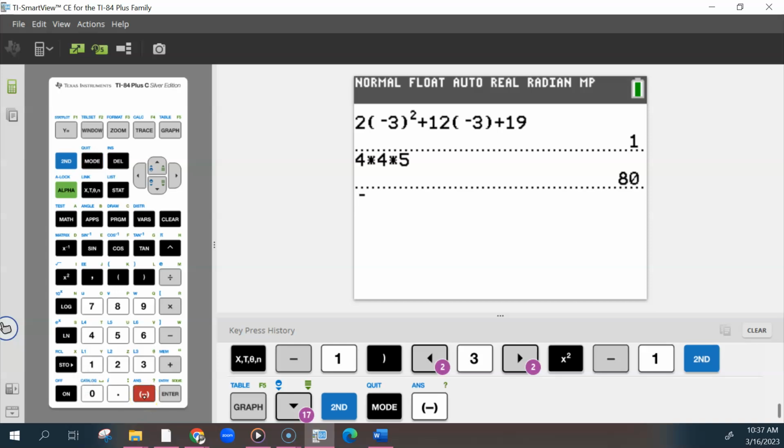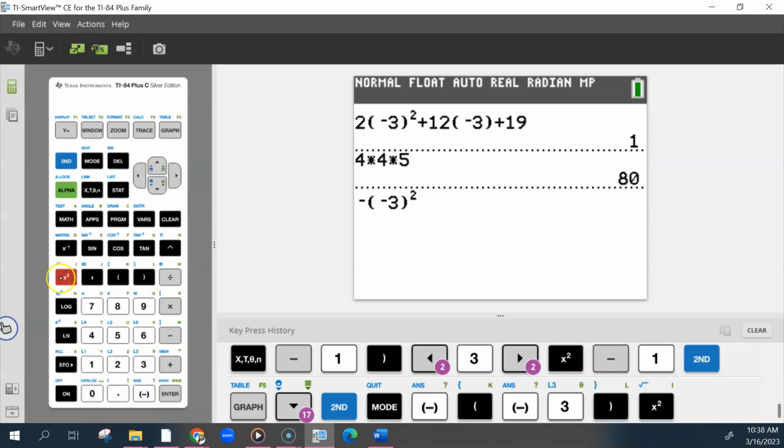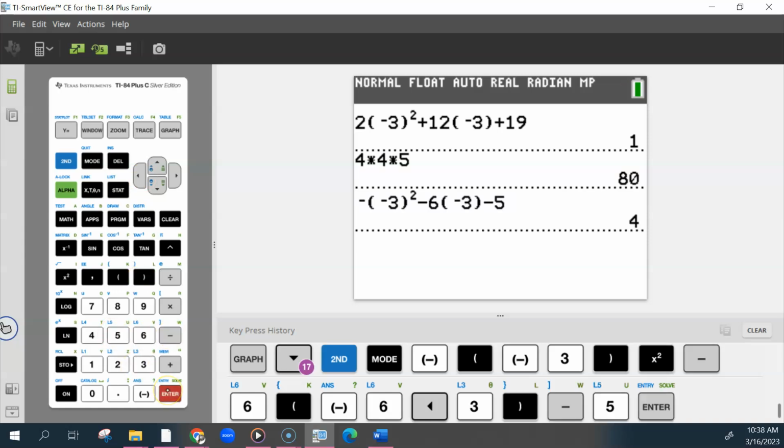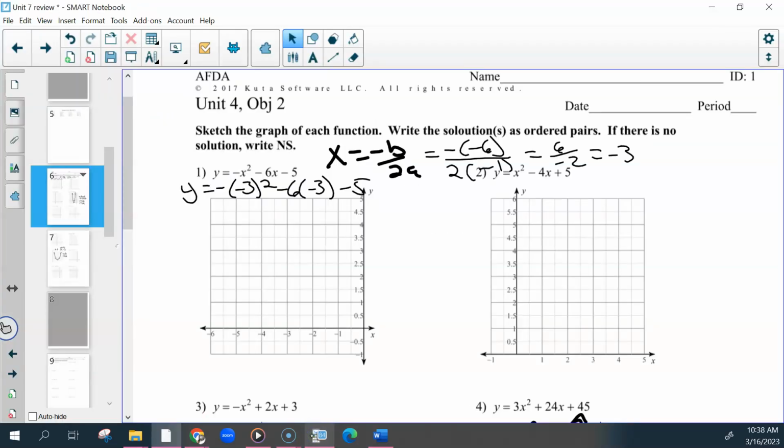negative, in parentheses, negative 3 squared minus 6 times negative 3, not 6, minus 5. And that would give us our y value, 4. So we would start at negative 3, 4.